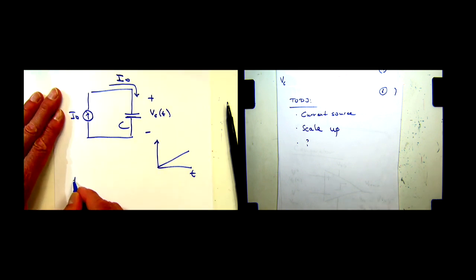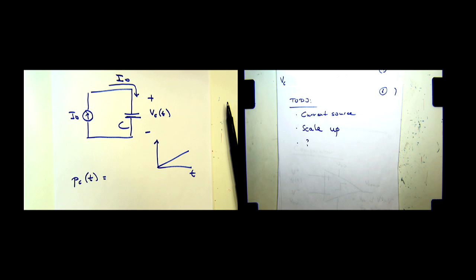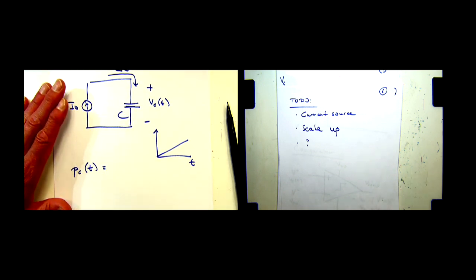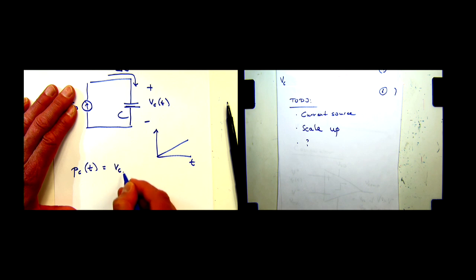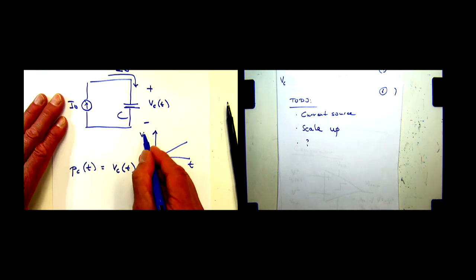And so how much power goes into the capacitor? Well, the power that flows into the capacitor, Pc as a function of time, is going to be just like for any, it could be a resistor or anything like that, the voltage times the current. So it's going to be Vc of t times I0.